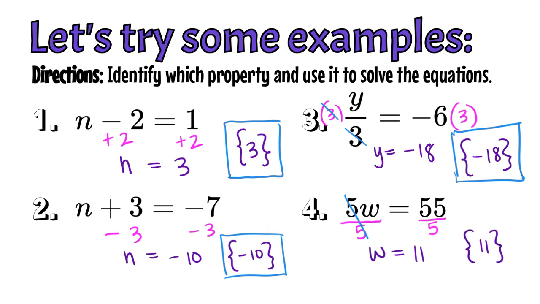And again, if you wanted to double check your answer, what could you do? You plug in your value, 11, plug it in for w. 5 times 11 is 55. There we go. We got our question correct.